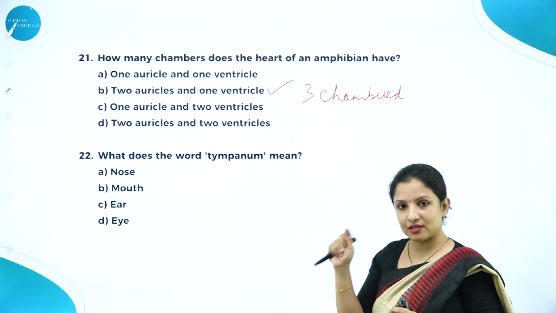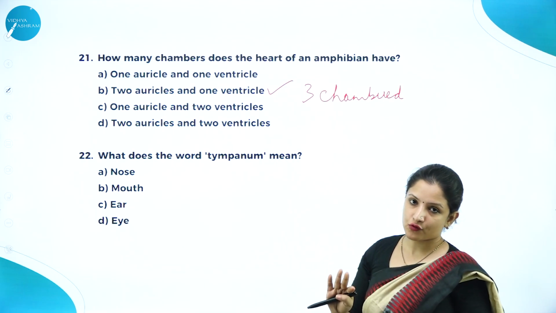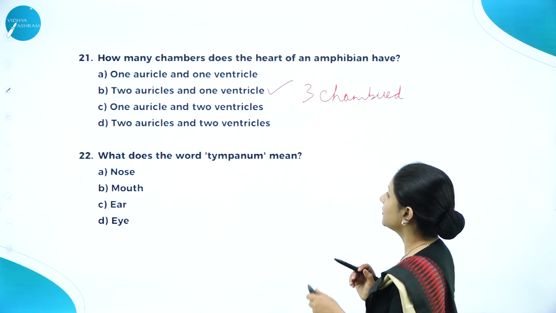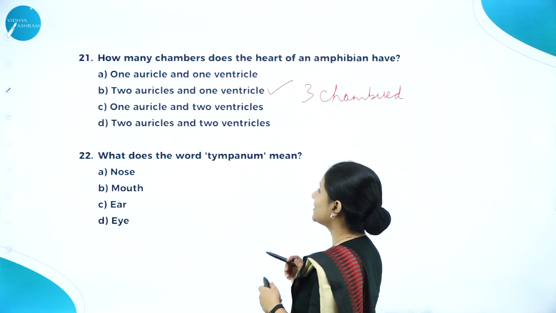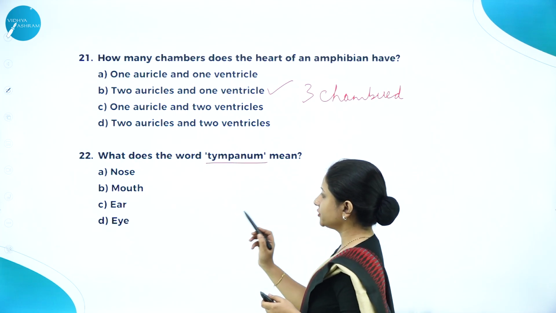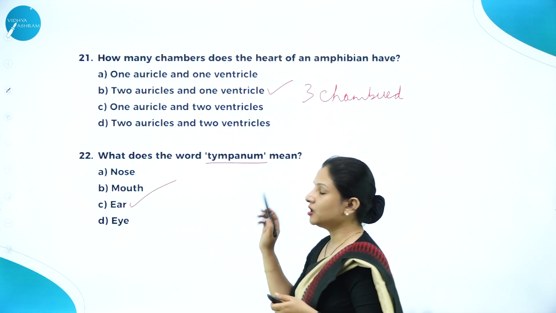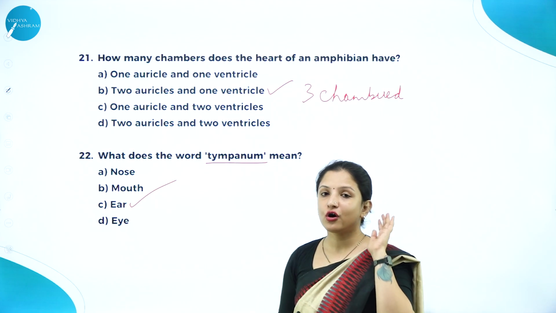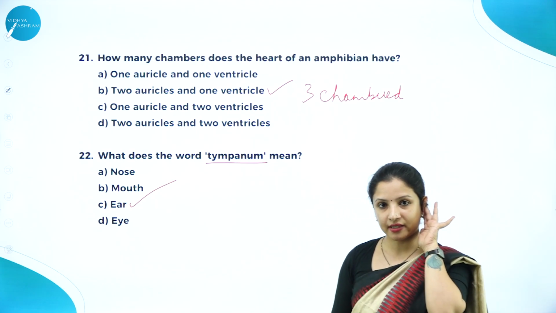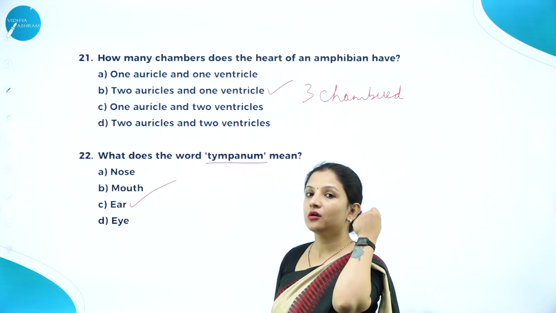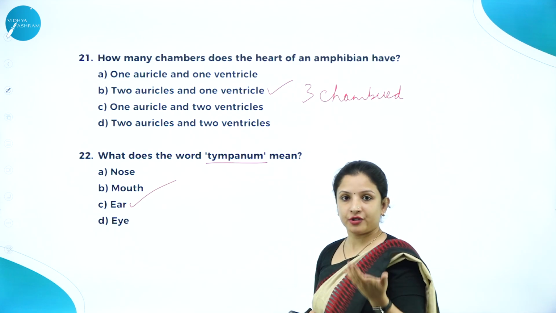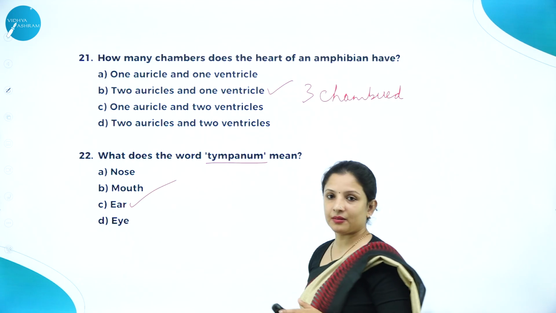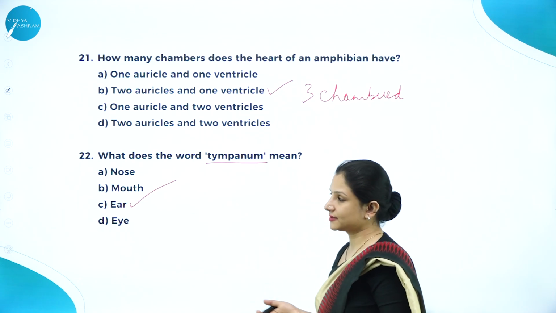Next, all the birds, Aves, and the mammals have a four-chambered heart, that is two auricles and two ventricles. Remember that. Next question. What does the word tympanum mean? Nose, mouth, ear, eye. It means ear. So in reptiles as well as in amphibians, they do not have an external ear pinna like that, but they just have an opening which helps them to hear, and that opening without an external pinna is called the tympanum. So it is nothing but the ear itself.